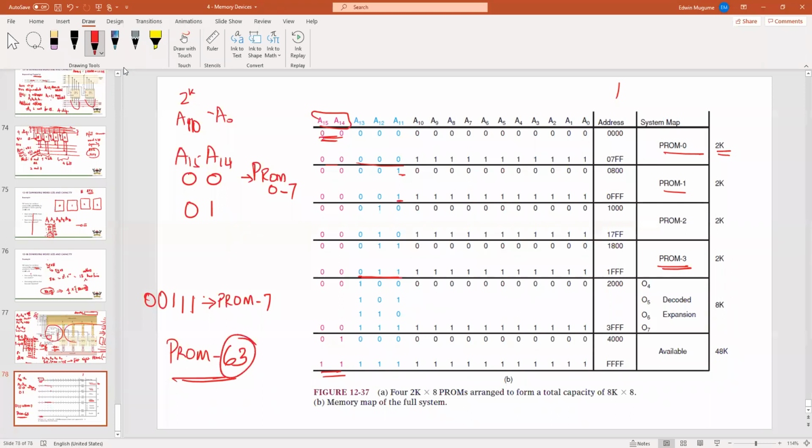Okay, so maybe we won't reach here. 01, it will be 8 to 15. 10, it will be 16 to 23. And 11, it will be 24 to 31. Okay. Now that means that we will actually have 32 proms.